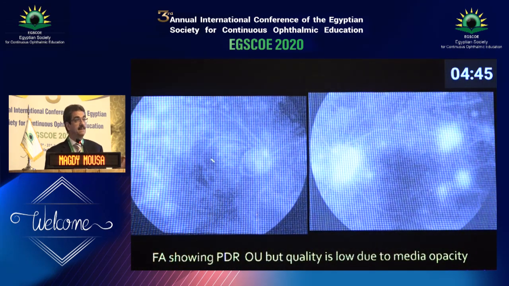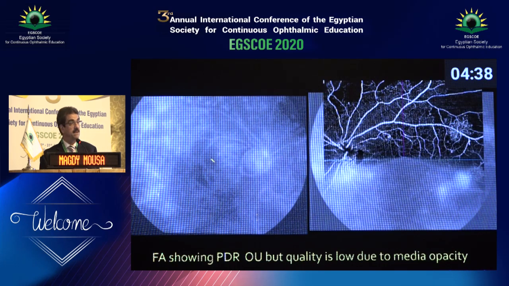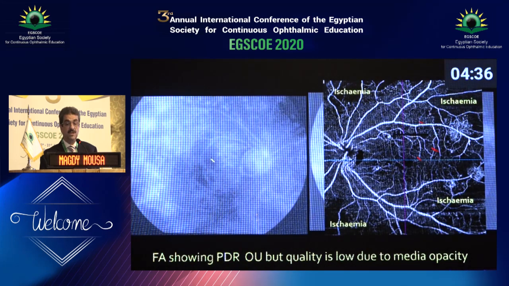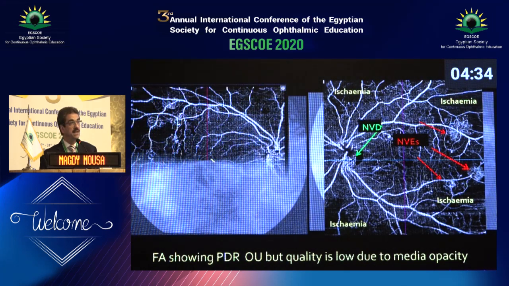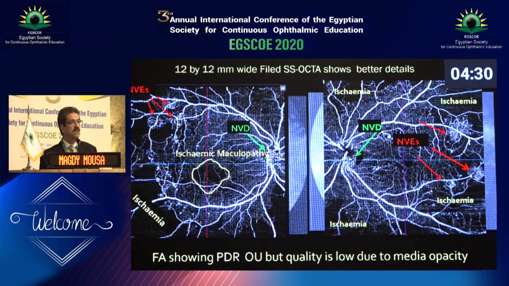Sometimes we get a dark media like this and a very dense media opacity, so fluorescein is not showing a lot of things, but OCTA of the same patient can be conclusive because OCTA sometimes with the swept source can penetrate deeper through the cataract and give us a very good idea about where is ischemia, where is neovascularization.